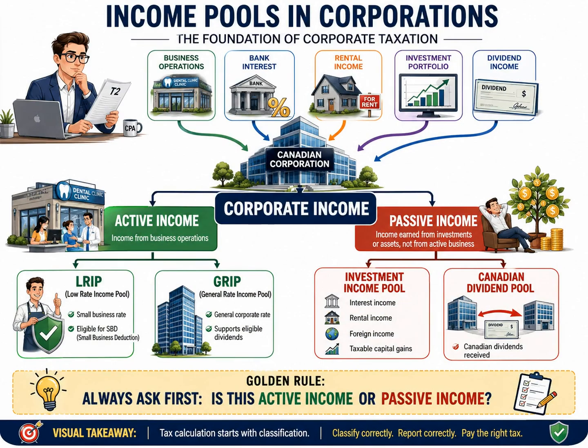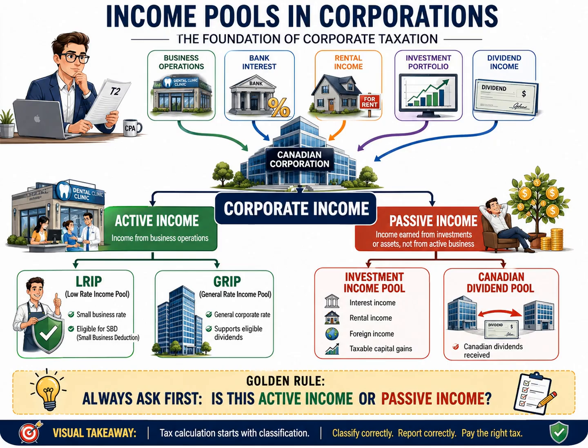When preparing a Canadian corporate tax return, one of the most important concepts to understand is how corporate income is divided into different income pools. At the top of the slide, you can see several sources of income flowing into a Canadian corporation. These sources might include business operations, bank interest, rental properties, investment portfolios, or dividend income.